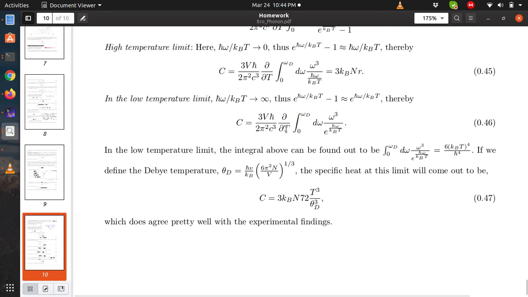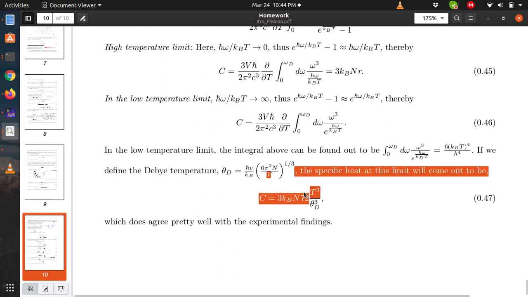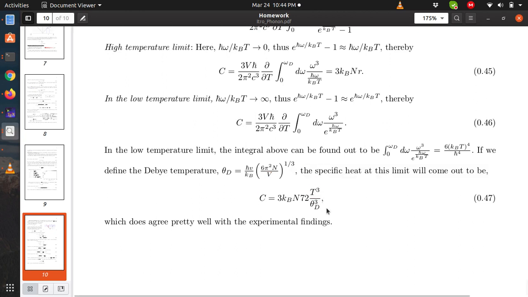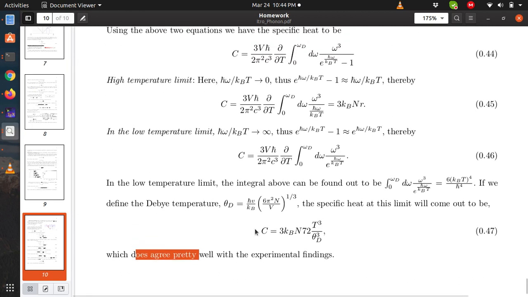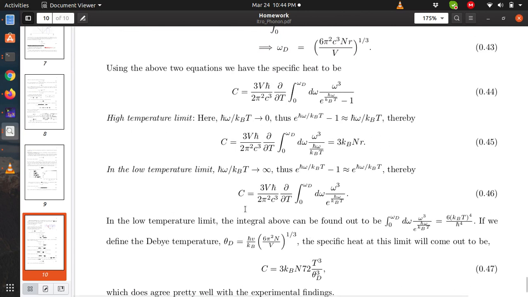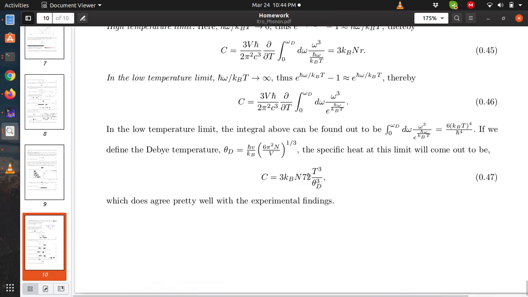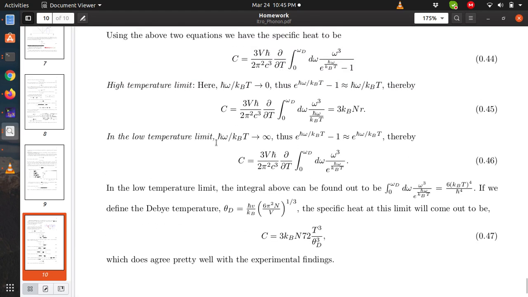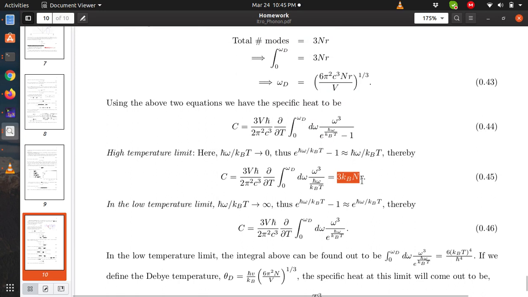Now if you differentiate a function that looks like this with respect to temperature, you find that this specific heat would be cubic with respect to temperature. Understand? So this model does agree pretty well with the experimental findings that have been established, that in the low temperature limit it has this T cubed behavior, whereas in the high temperature limit you have the Dulong-Petit law.